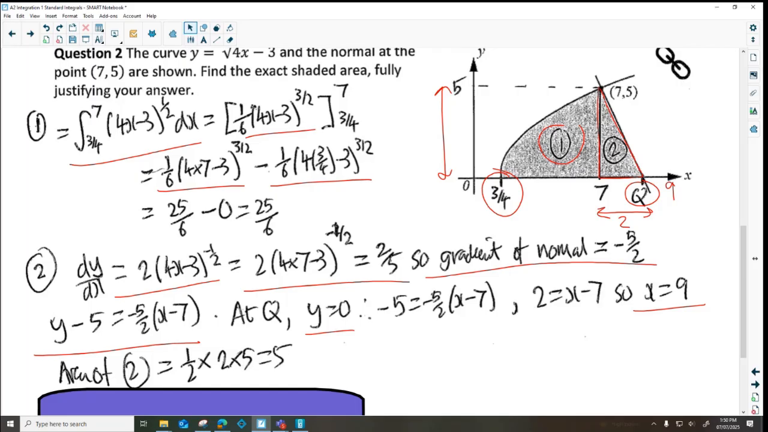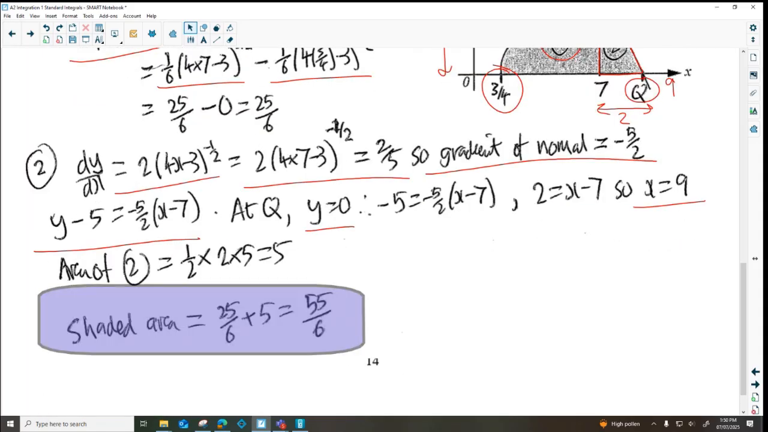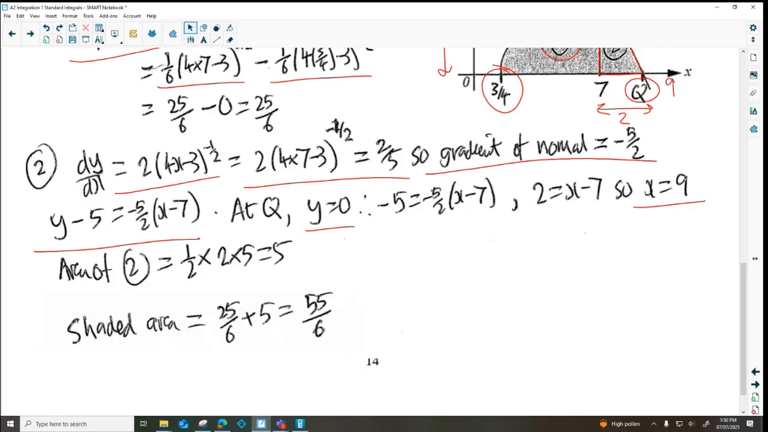So the area of triangle 2 is a half times 2 times 5, which is 5. You can get that, by the way, if you want, by integrating the equation of the normal. You should get the same answer. Therefore, the total area is 25/6, add on 5, which is 55/6. If necessary, pause the video, write that up, and then we'll have a go at the next one.